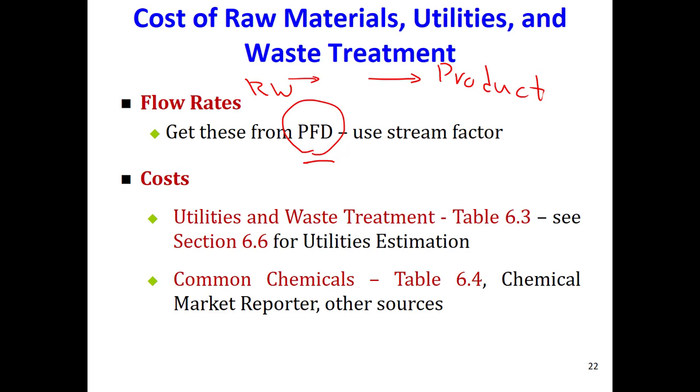So for the other costs, let's say utility and waste treatment, there are tables that can provide us with these kinds of costs. Each of them is a factor of the production. And there are also different tables that we can use, like common chemicals. It's also like some raw material, the price of raw material that we need to buy. So there are tables that we can use and find them.